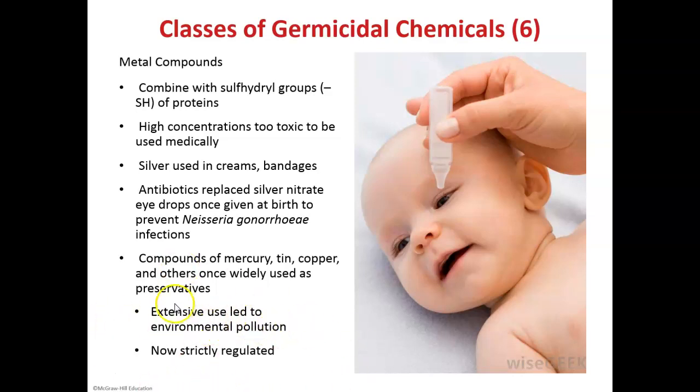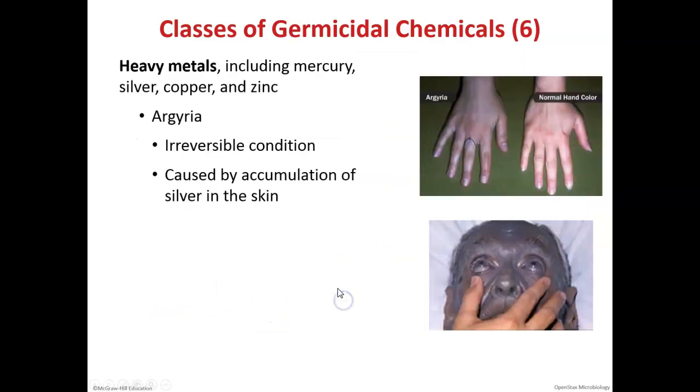The use of metals can lead to different problems, so they are very regulated. One of the problems that can occur with heavy use of metals, if you're using mercury, copper, silver, is a disorder known as Argyria. This is an irreversible condition, and it causes your skin to turn a bluish color. So this is a normal hand. This is a hand of an individual that has Argyria. Here's the face of an individual that has Argyria. So this is irreversible, and it's just accumulation of silver under the skin.